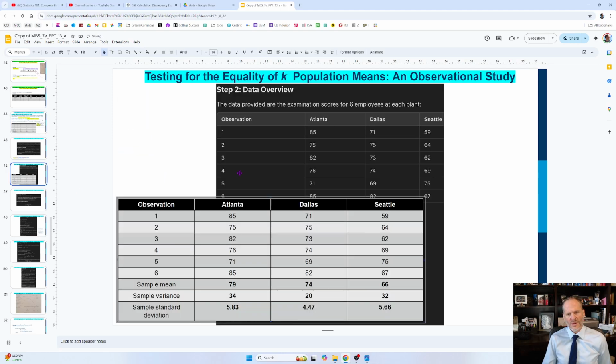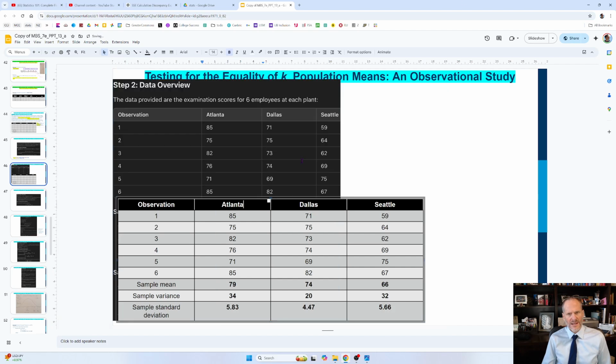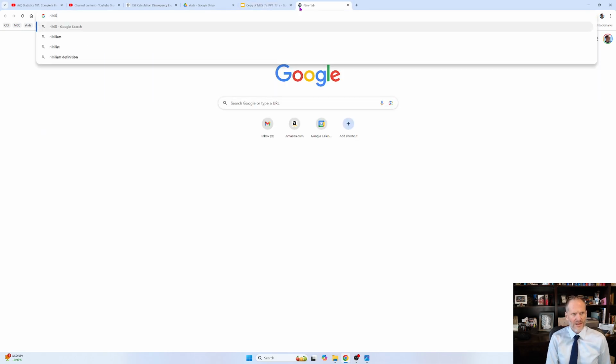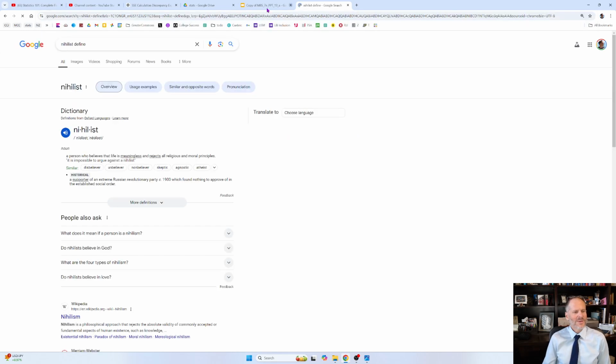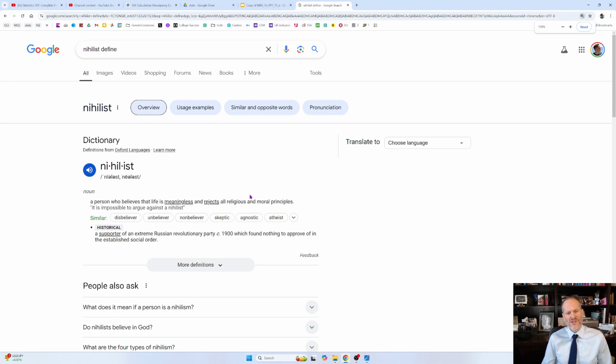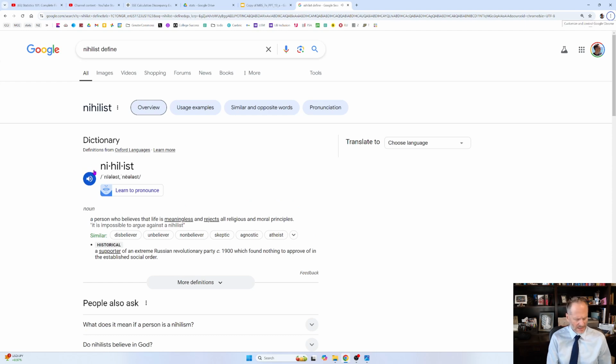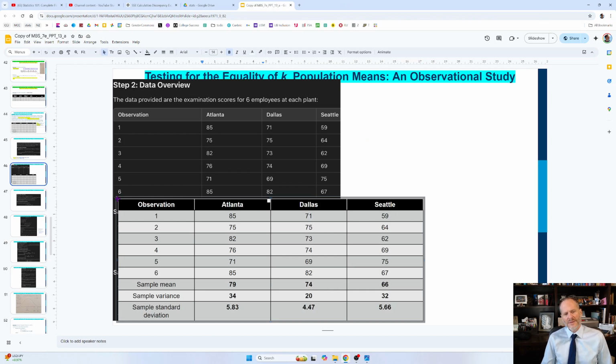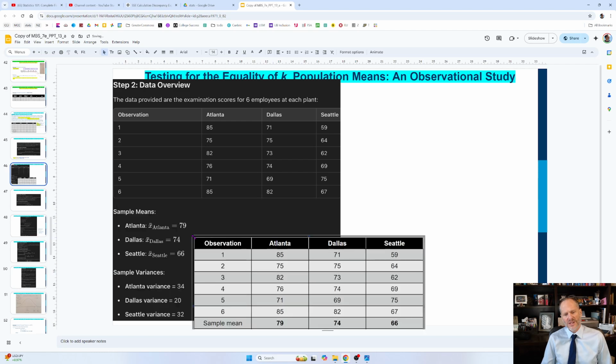You want to have healthy skepticism in life, right? Which means that you aren't a nihilist. A nihilist is somebody who is against all institutions. Let's see what it actually means. A person who believes that life is meaningless and rejects all religious and moral principles. It's impossible to argue against a nihilist. Nihilist. I'm so glad they have this because I'm learning how to pronounce different words right along with you. So you don't want to be that person who just rejects everything just to reject it.